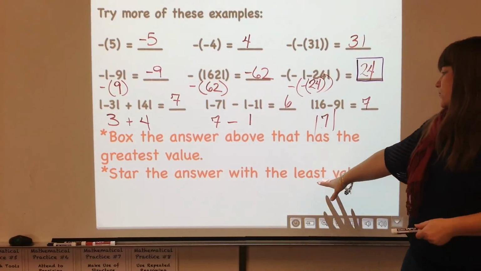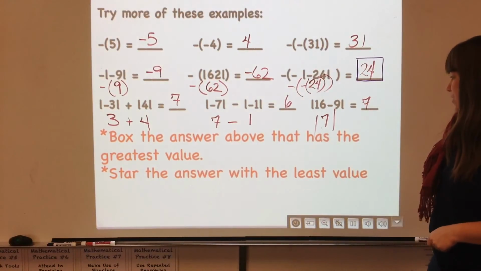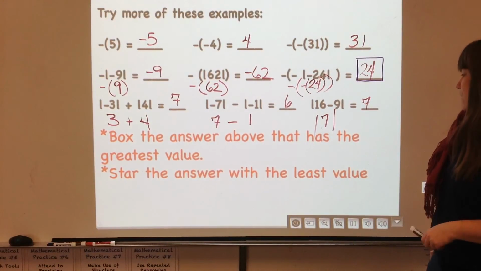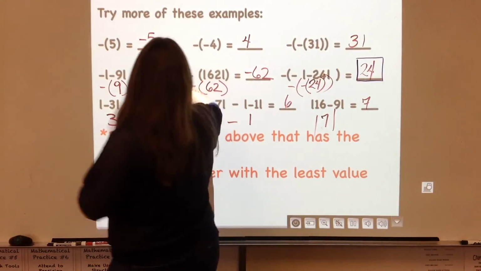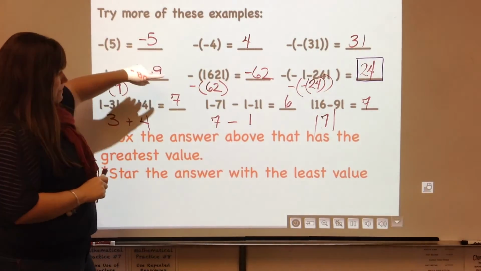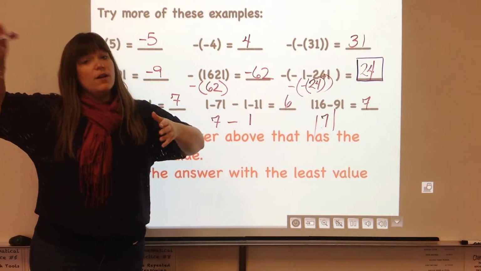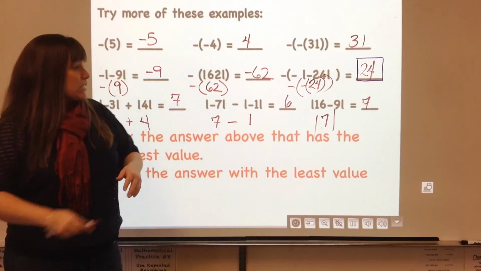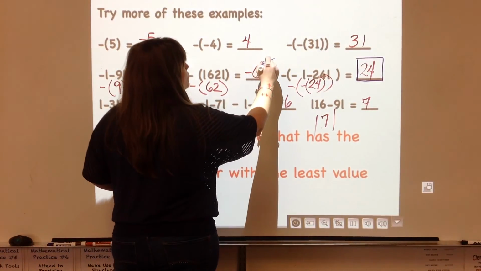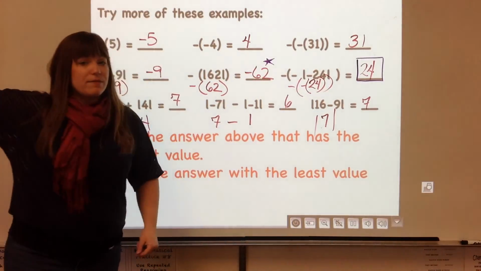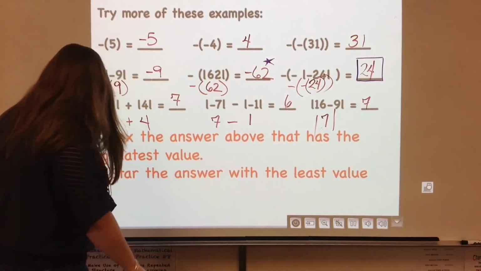And then we're going to do the same thing with the least or smallest value. We're going to put a star next to the number of the smallest value. So I'm looking at the negatives, and remember, the negative numbers, as they get farther away from 0, their value gets less and less and less. So we have a negative 62, which is going to be farther away from 0. Therefore, that's the smallest number we have in our list.